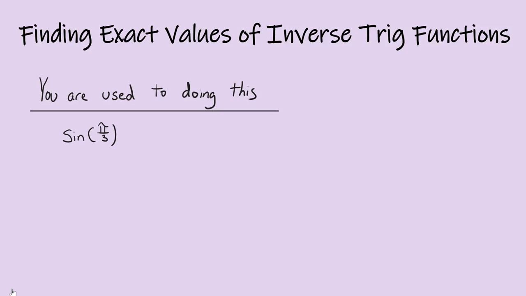You're used to being asked to find sine of an angle. So you say sine pi over 3. Okay, well, pi over 3 is in quadrant 1. Looks like this.